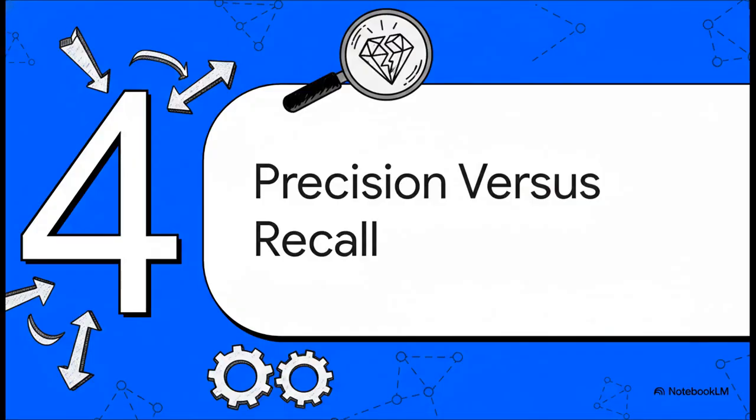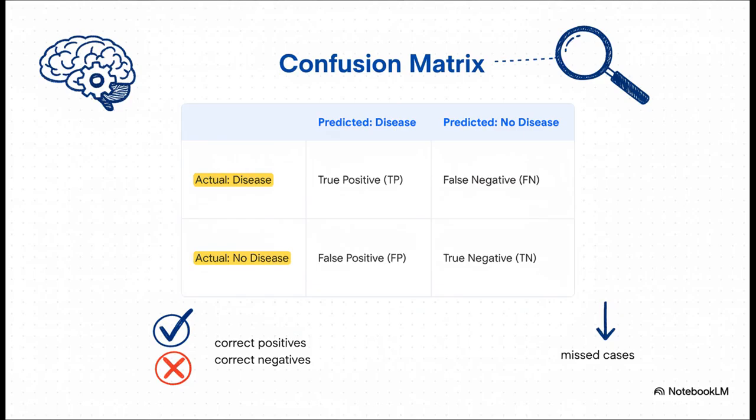To see through this kind of trick, we need better tools for evaluation. We need metrics that go beyond a simple right or wrong answer and actually tell us about the kinds of mistakes our model is making. And we start with something called a confusion matrix. It sounds a little intimidating, but it's really just a simple grid that helps us organize our results. It sorts every single prediction into one of four buckets: correct hits, correct rejections, false alarms, and flat-out misses.